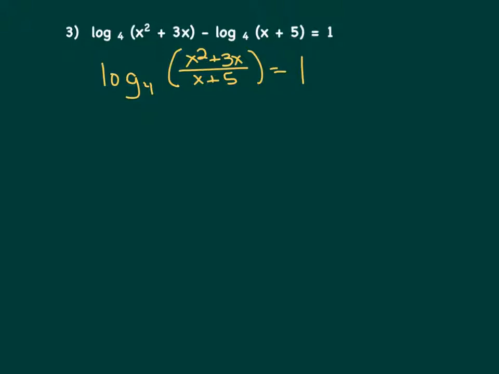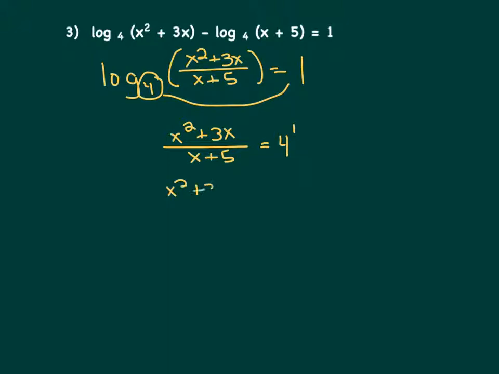Okay, now that we have one single log term on the left-hand side of the equation, we can circle the base and run the race. So what happens is we're left with x squared plus 3x over x plus 5 equals 4 to the first power. Now 4 to the first is just equal to 4. So if we want to rewrite this, x squared plus 3x over x plus 5, I'm going to take that 4 and put it over 1. The reason I'm doing that is because if we have a fraction on the left-hand side of the equation, let's make this into a fraction. That way we can just cross multiply and solve.